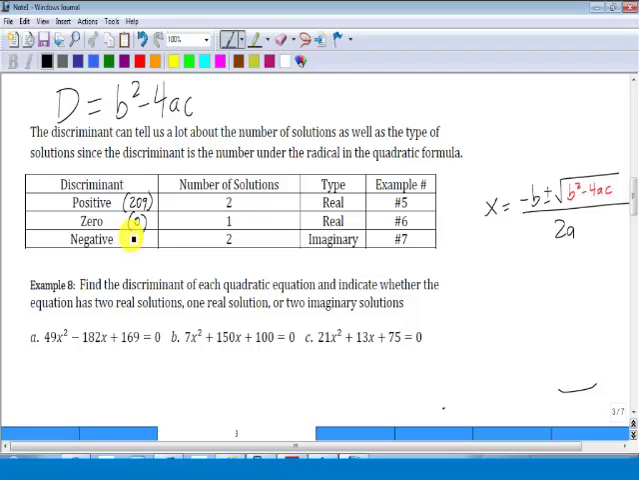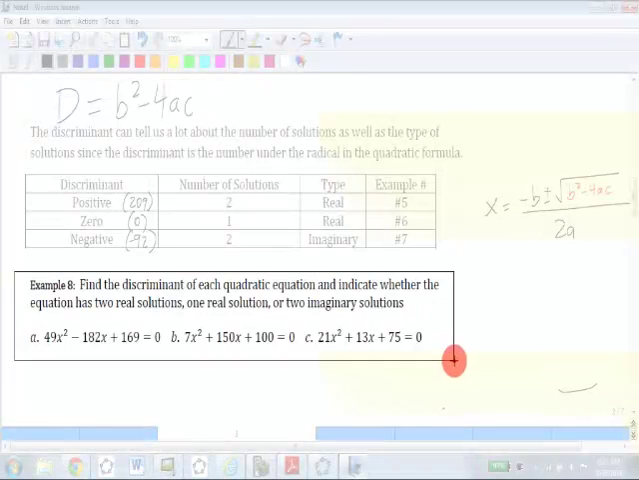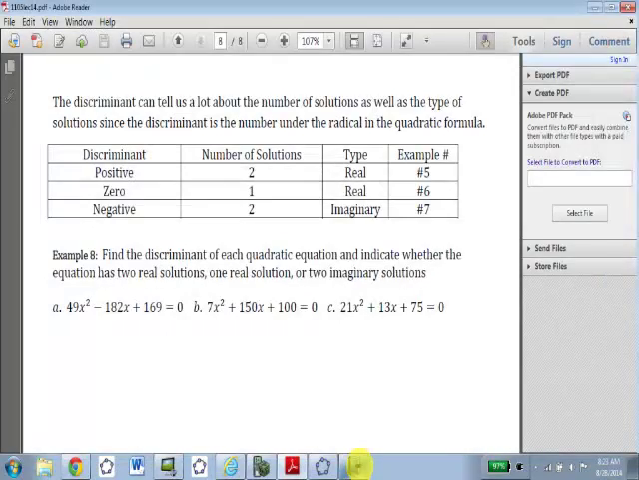And in example 7, when the discriminant was negative 92, we ended up with two imaginary solutions. Sorry, not real. Each one had an i in it. No real solutions at all, because each one had an i in it. So two imaginary solutions. All example 8 wants us to do is calculate the discriminant and try to answer the question, does it have two real solutions, one real solution, or no real solutions, but rather two imaginary solutions? So let's look at example 8 and see if we can crunch the numbers and come up with that.